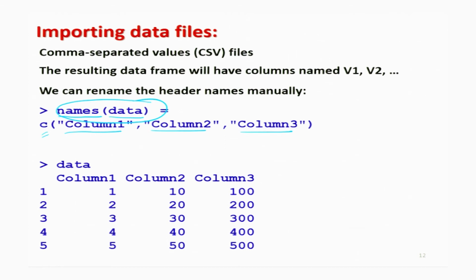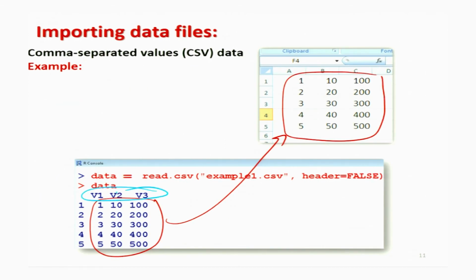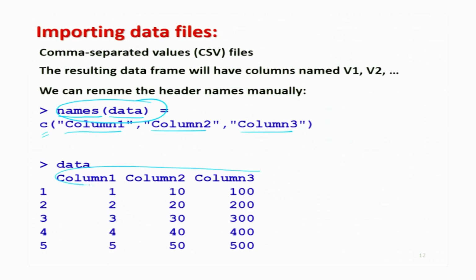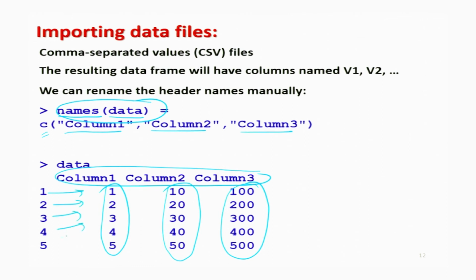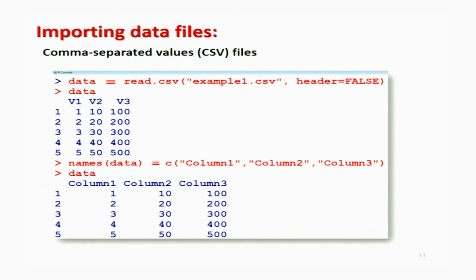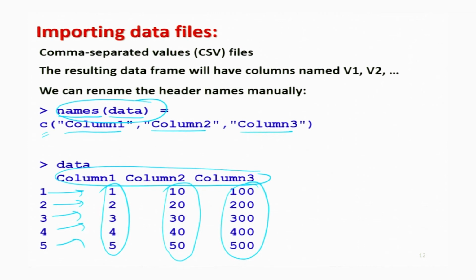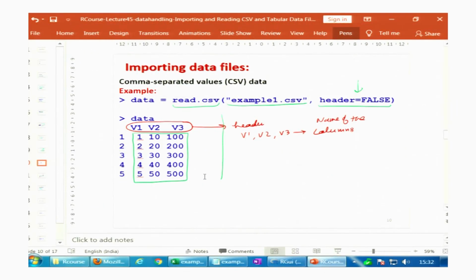Earlier you had the names V1, V2, V3. Now they will become column 1, column 2, column 3, and you can see here this is your first column consisting of the values 1, 2, 3, 4, 5, second column consisting of the values 10, 20, 30, 40, 50, and the third column consisting of the values 100, 200, 300, 400 and 500, and similar are your rows. So exactly the same data has been obtained here, and this is the screenshot of the same operation, that here are the names V1, V2, V3, but now the changed names are column 1, column 2, column 3. Now let me show you this operation on the R console also.